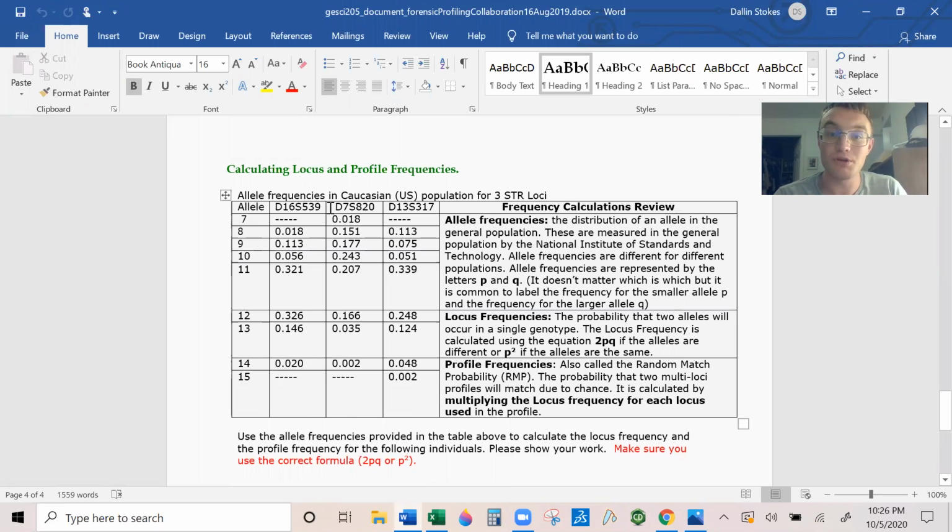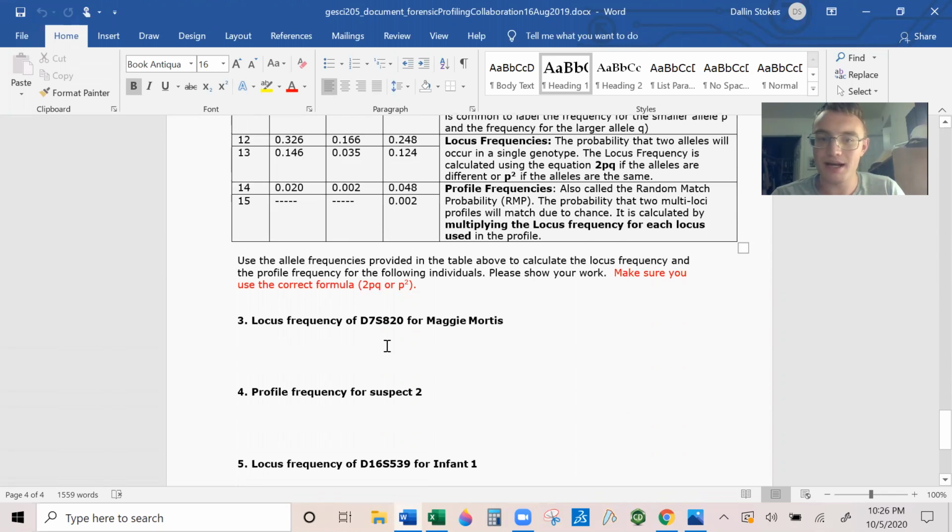So you will look in the D7S820 column, find her 2 alleles, and then use A times P times Q, with these numbers being used as P and Q to calculate what her locus frequency is. That's all we're asking you to do right here. And you should come out with a really small decimal number. Okay.